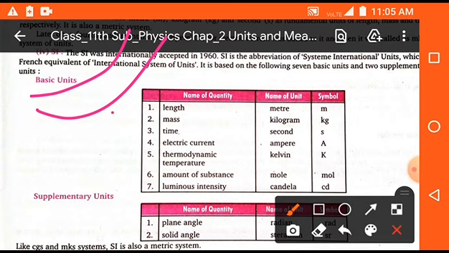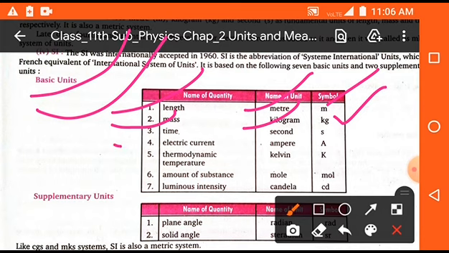So there is a table and you can see that there are 7 fundamental physical quantities and their units. First is length and its unit is meter, symbol is m. Second is mass, its unit is kilogram and symbol is kg. In the same way time, its unit is second and symbol is s. Fourth is electric current, unit is ampere, symbol is capital A. Fifth is thermodynamic temperature. Its unit is Kelvin and symbol is K. Next one is amount of substance. Unit is mole and symbol is mol. And seventh is luminous intensity and its unit is candela, symbol is cd.